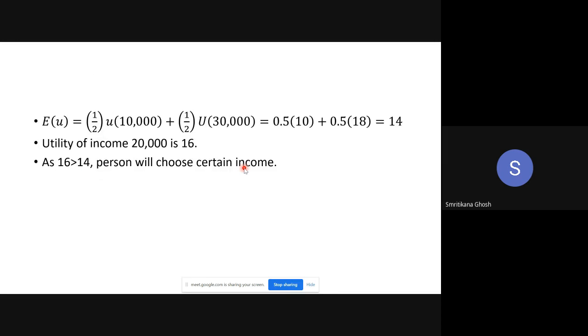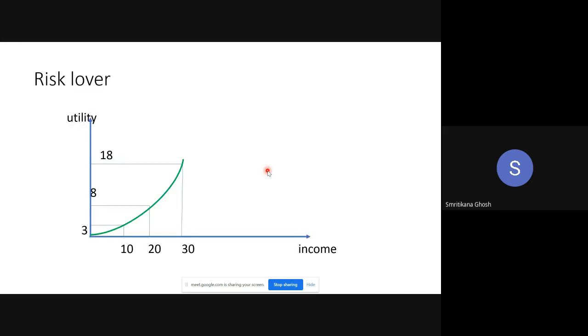Now look at the risk lover. Here it is written, 10,000, 30,000, so it's 14. We have derived it. The utility of the income of 20,000 is 16. As 16 is greater than 14, the person will choose the certain income, that is the job with 20,000 salary. Now for the risk lover, the uncertain job is fixed. The income levels are fixed, 10,000, 30,000. But here, the certain job is also 20,000.